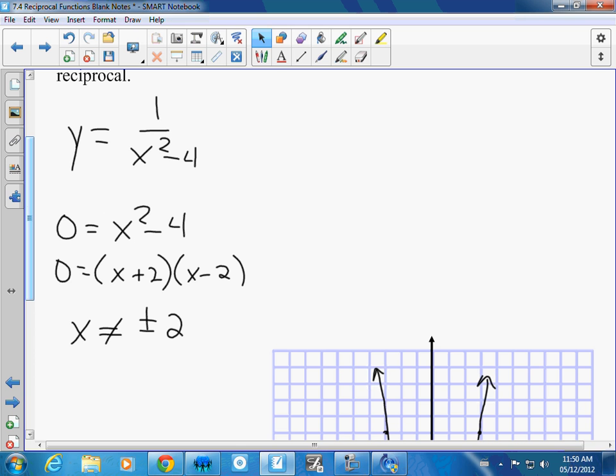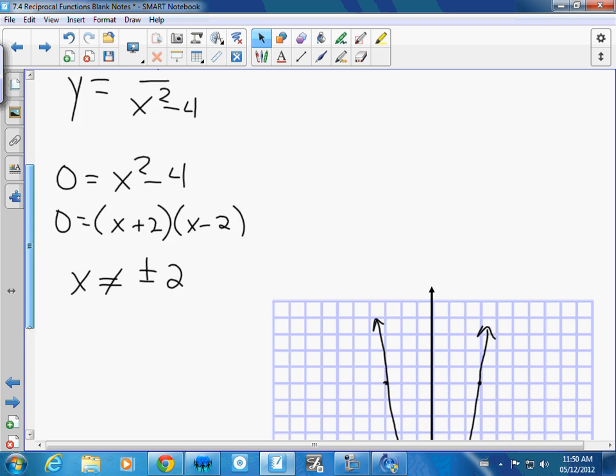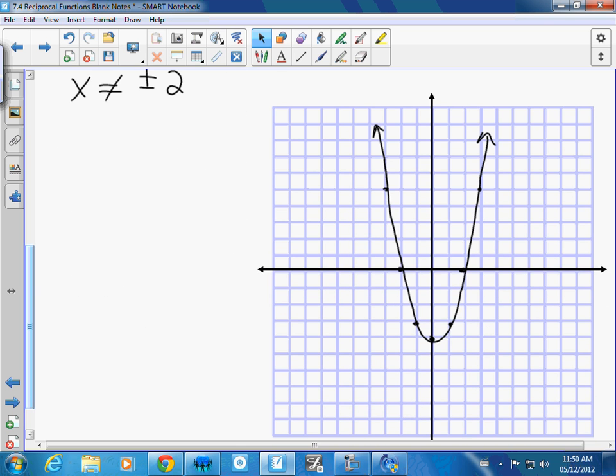Okay, now, that tells us that the graph, our reciprocal, could never, ever go through those 2 points. So what do those 2 points now become? What kind? Vertical asymptotes. They are the lines that the graph can never touch. So what do we do then? We just take them in, draw them in.